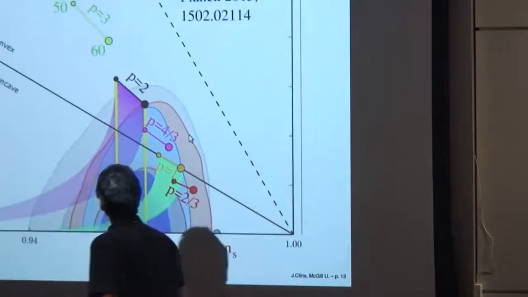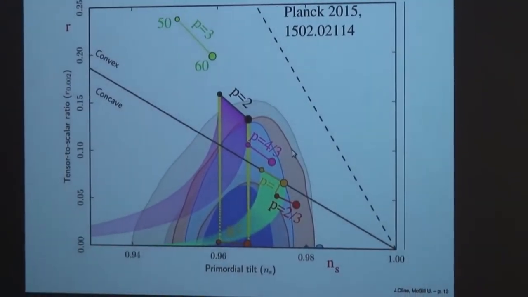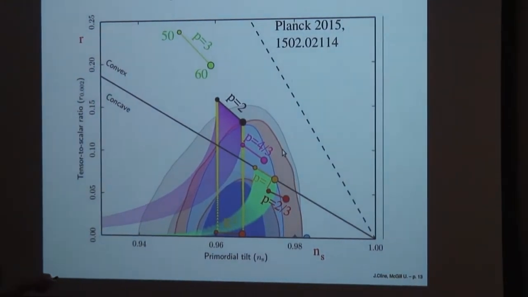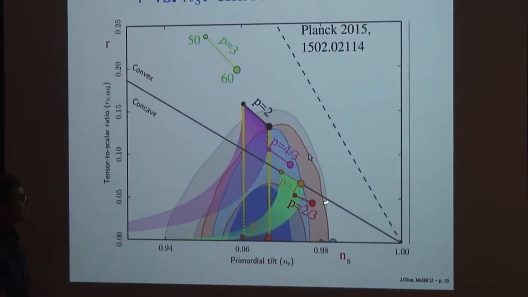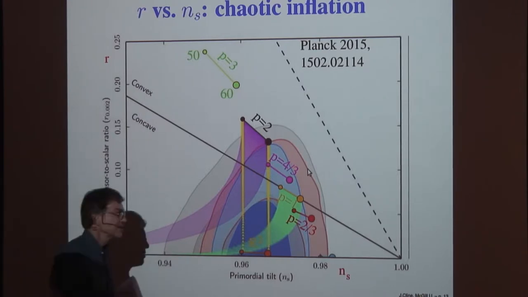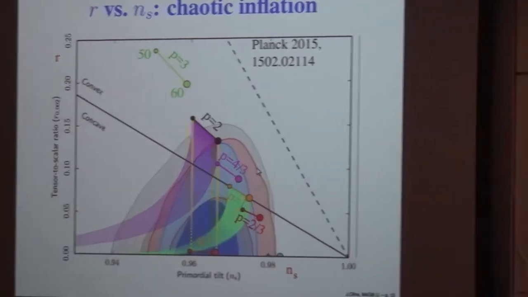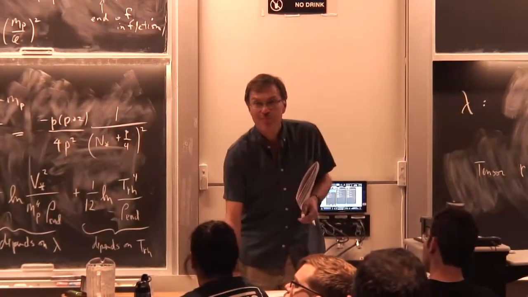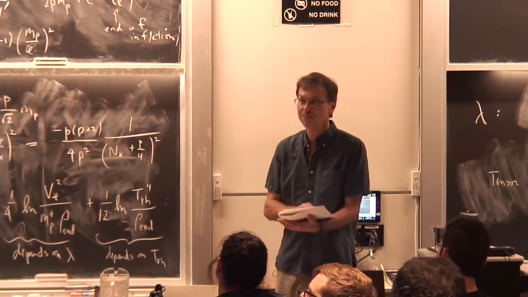And here we see the combined constraints in this plane on different models of chaotic inflation. So as we noted, p equals 2 is already bad. Any higher p, much worse. And this is showing you the range of predictions as you go from 50 to 60 e-foldings for N star. And as you lower p, then it starts to become more consistent with the data. p to the 2/3, that might sound weird, but there's a string theory inspired model called axion monodromy inflation, which can justify fractional powers in general.